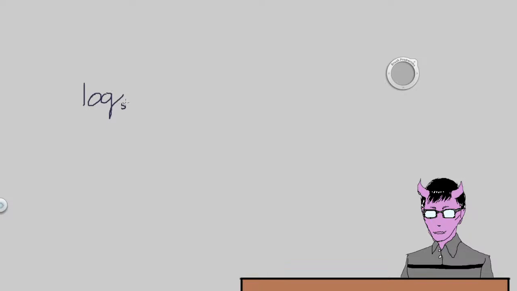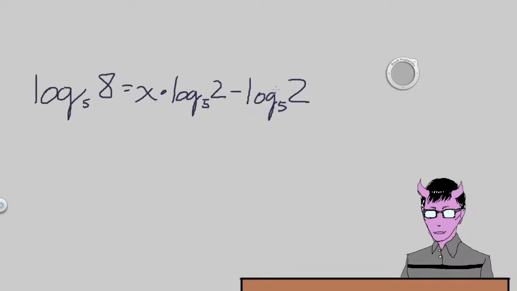Log base 5 of 8. This is getting longer right here. And then we have equals x times log base 5 of 2. That's good, those two match up. And then lastly, minus log base 5 of 2. Being very inconsistent in how I'm writing things. Alright. So, thankfully, all the logs have base 5, so we could probably consolidate them all together.